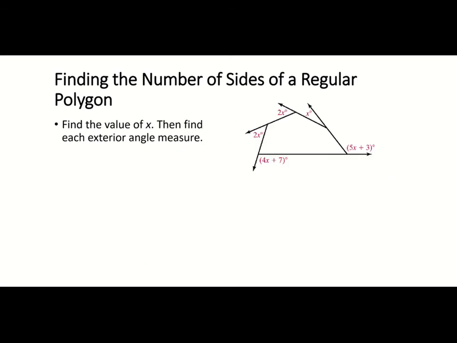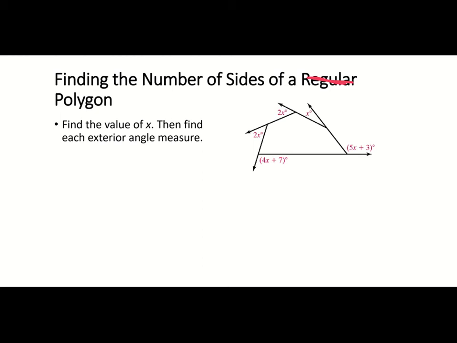All right, now I want to find the measure of each exterior angle in our polygon. The polygon is a 1, 2, 3, 4, 5-sided figure again. Excuse me, it's not a regular polygon, so we're not finding the number of sides. It's a polygon, but we want to find the measure of each exterior angle.